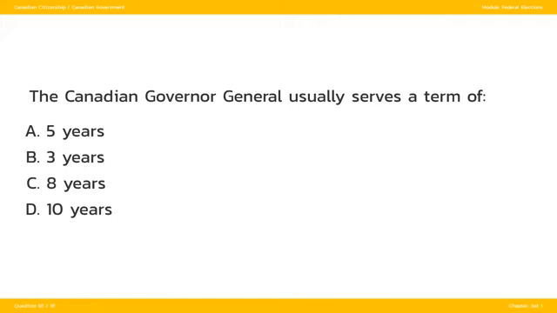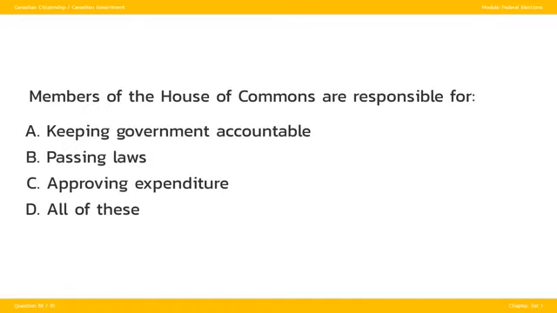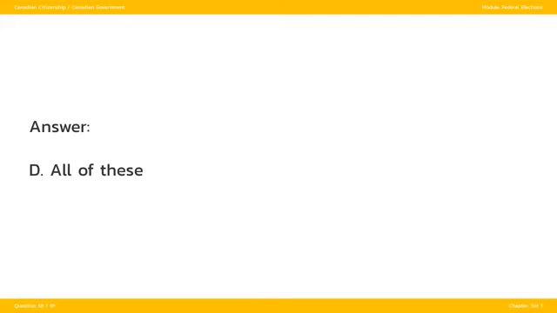The Canadian Governor-General usually serves a term of A. 5 years. B. 3 years. C. 8 years. D. 10 years. The answer is A. 5 years. Members of the House of Commons are responsible for A. Keeping government accountable. B. Passing laws. C. Approving expenditure. D. All of these. The answer is D. All of these.